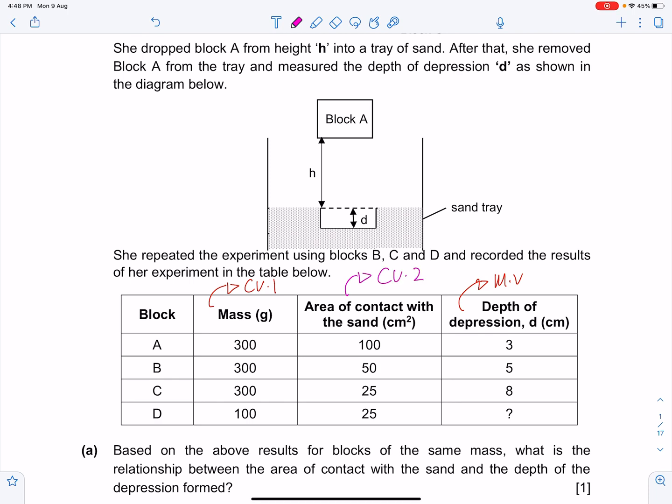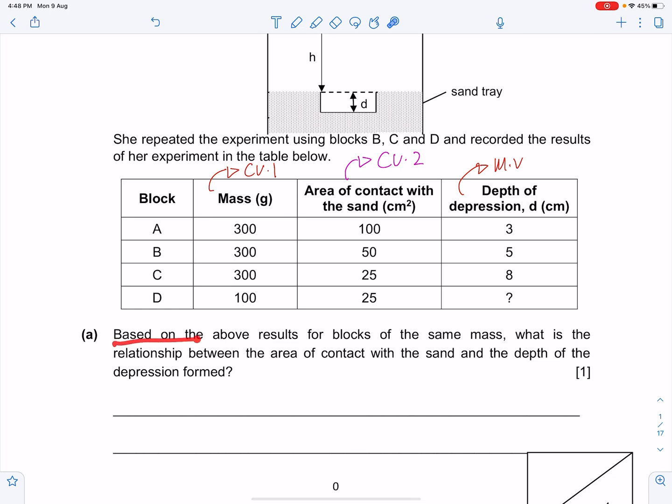This is something that is not usually seen in the question, so let's see what the question wants us to do. First question: based on the above results for the blocks of the same mass, what is the relationship between area of contact with sand and the depth of depression formed? So this is basically a relationship question. In a relationship question, there is a format for answering this. You can say, as something increases or decreases, comma, something increases or decreases. This is a sentence framework that I'm sure many teachers have taught you to answer.